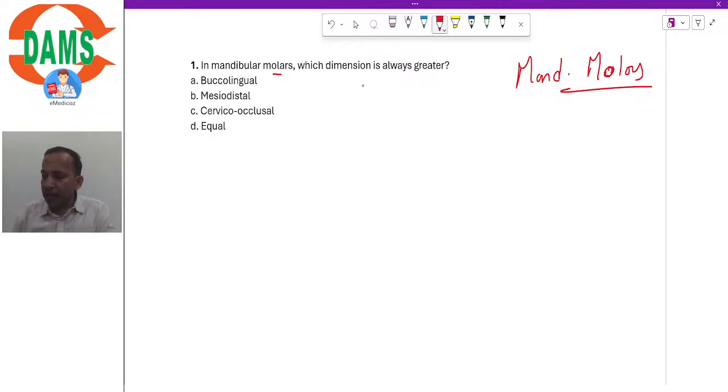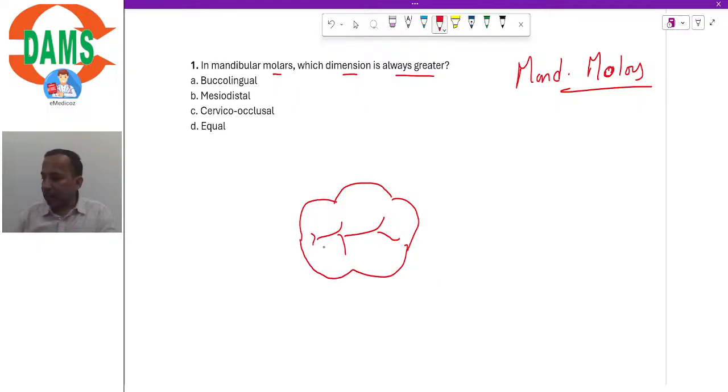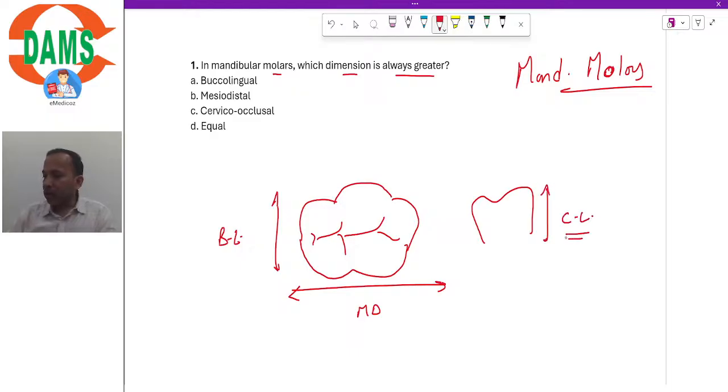In mandibular molars, which dimension is always greater, right? So let's say this is a typical mandibular molar, the first mandibular molar, right? So which dimension is always greater? This is the mesiodistal dimension, this is the buccolingual, and the crown height, that is the cervico-occlusal dimension. So which is greater: buccolingual, mesiodistal, cervico-occlusal, or all the dimensions are equal?